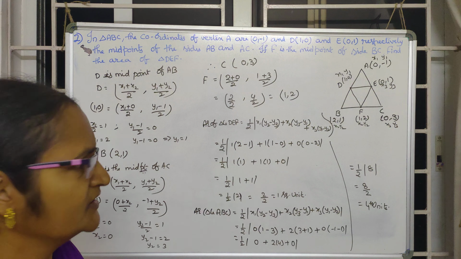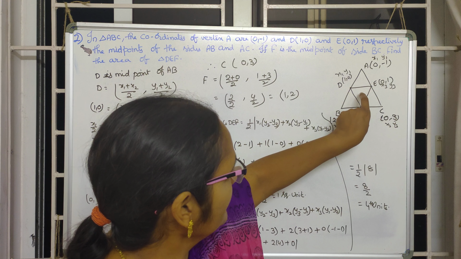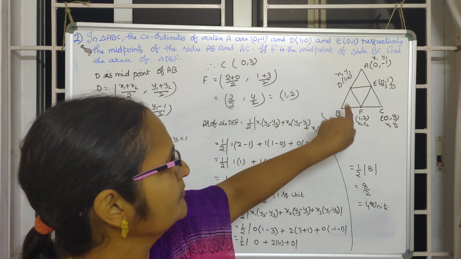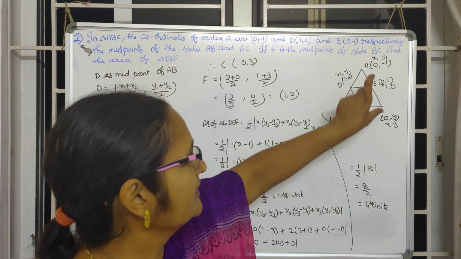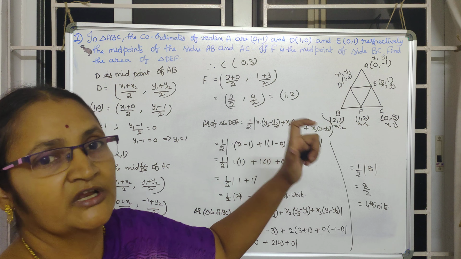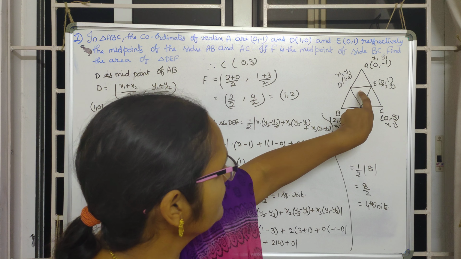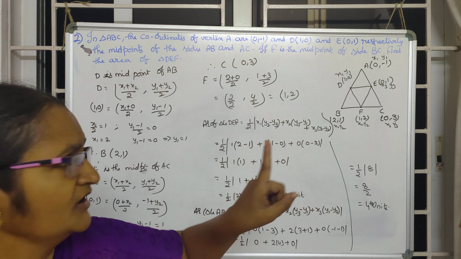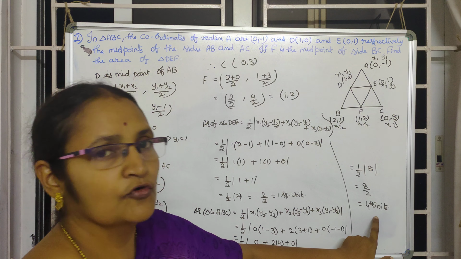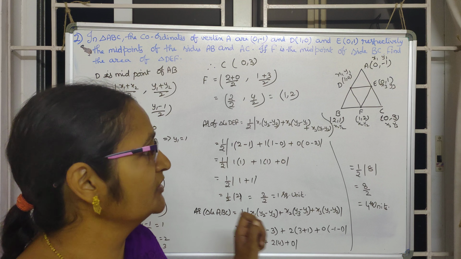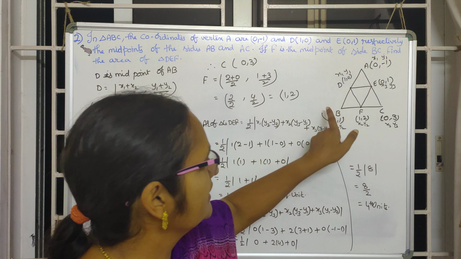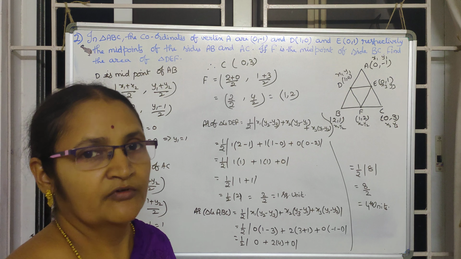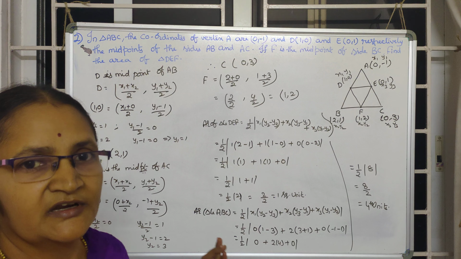From this, what do you understand? The triangle formed by joining the midpoints of the sides of a triangle is in the ratio to the given triangle as 1:4. If the area of the smaller triangle is 1 square unit, then the bigger triangle is 4 square units. 1:4 ratio will exist. Area of triangle DEF to area of triangle ABC is in the ratio of 1:4. Is it clear now? Thank you.